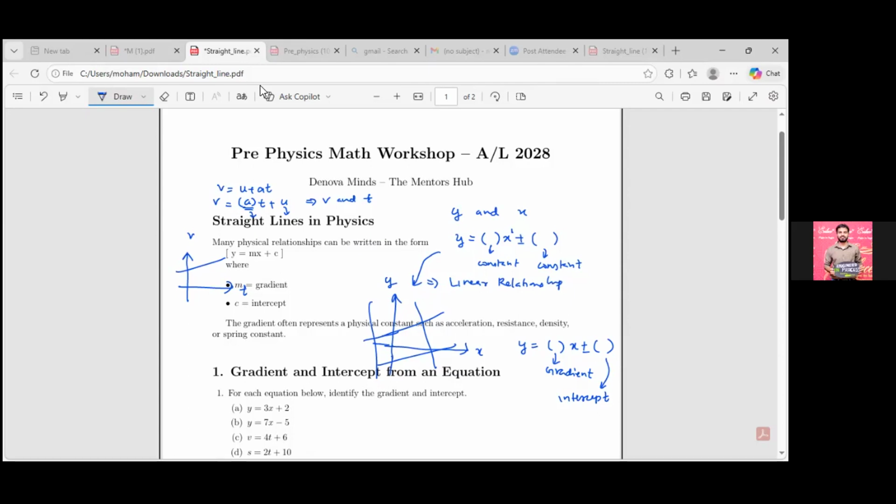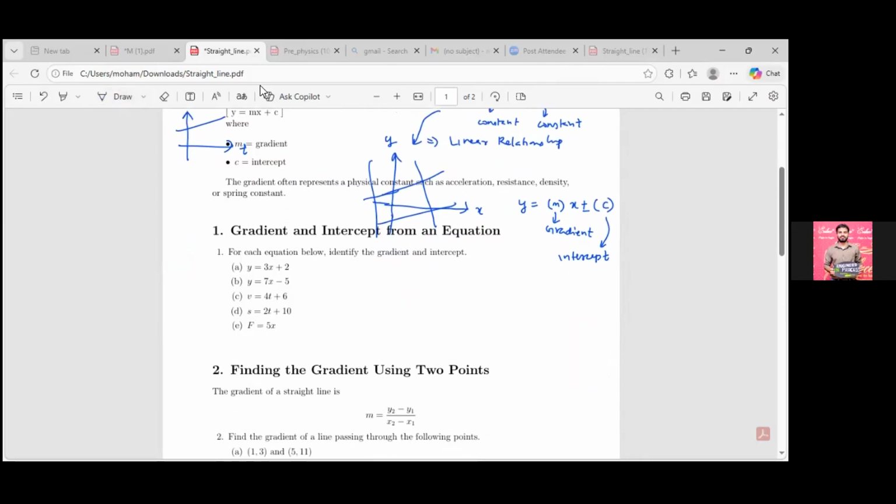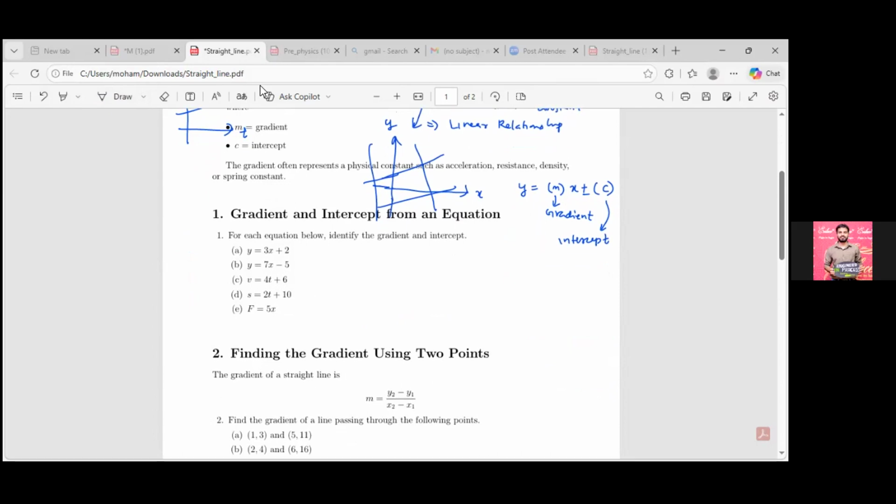It's the intercept. So generally we use the letter m to represent the gradient, and we use the letter c to represent the intercept. So y equals mx plus or minus c, or we can just say y equals mx plus c, right? So now what we can do is go through these relationships. Here they have given a few equations: y equals 3x plus 2, y equals 7x minus 5, and so on.